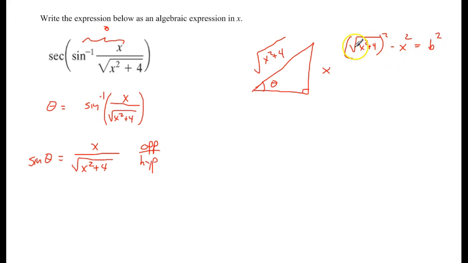Alright, squaring the square root, we'll get rid of the square root. Minus x squared equals b squared. Alright, the x squareds cancel, so we get b squared equals 4. So b is plus or minus 2.